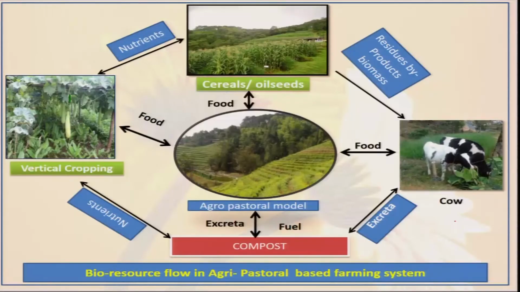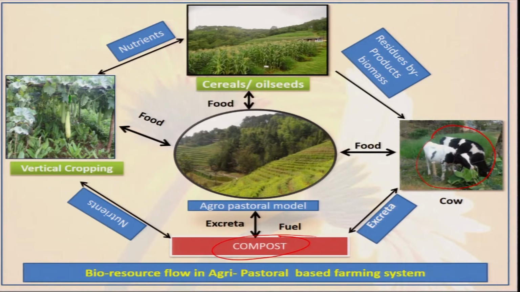Suppose this is an agropastoral model on hilly slopes. We have cows, and the cow's excreta is used as compost. This is the byproduct or waste product of the cow. This compost we use as fertilizer for growing different types of crops. Similarly, we have different crops, maize, cereals, oil seeds, and whatever is left over we use as food for the cow.